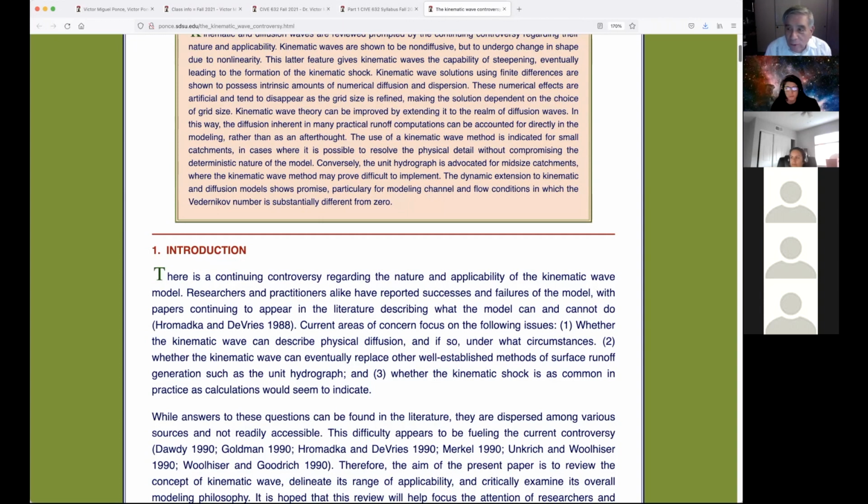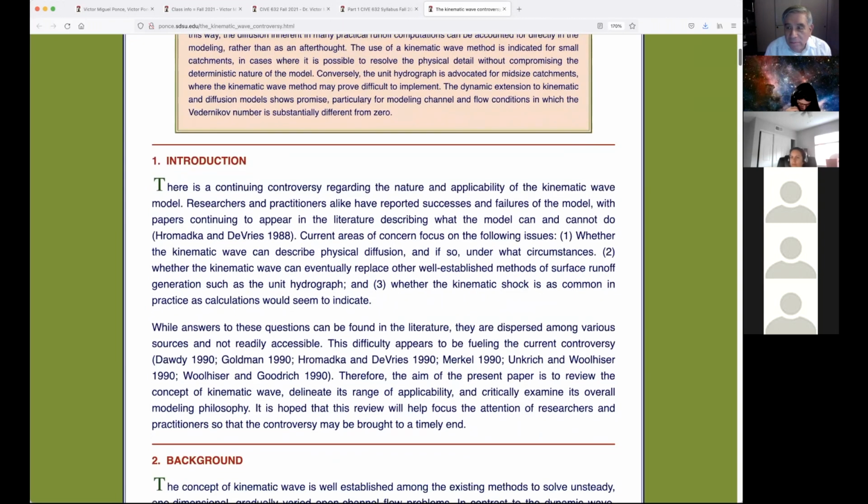At the same time, once they published their paper, there was a period for discussion. That's normal in all journals. All reputable journals have a discussion period of 6 months. So there were 5 discussions. The discussions were by Doughty, who also is a well-recognized hydrologist at the time. I'm talking about 1990 here. Goldman, who works with or used to work with HEC. I'm not sure where Goldman is right now. Hromadka and De Vries also did a closure, because the author does a closure.